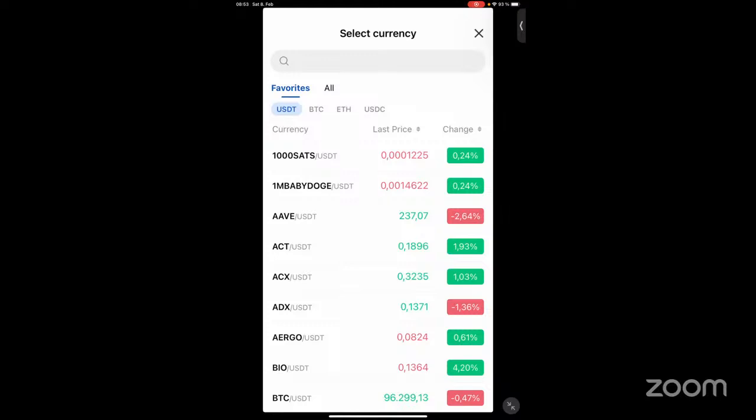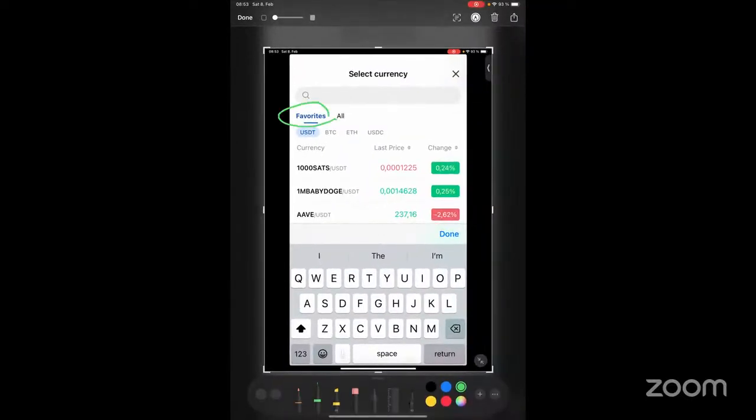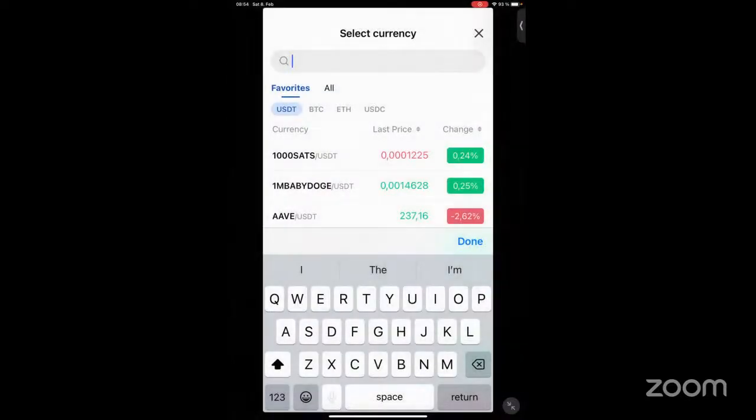So what you just have to do is search for the coin, but don't forget, we have favorites and all. Favorites are the coins that you have ever traded in the past, or you've saved settings in. Even if you haven't traded it and you've just created the settings, it will stay under favorites. So if you search for the coin and you don't see it, you quickly switch to all, then you can search for it.